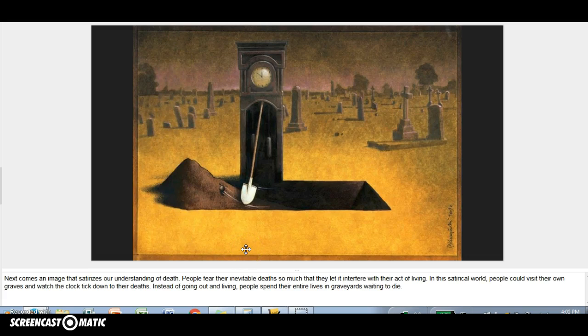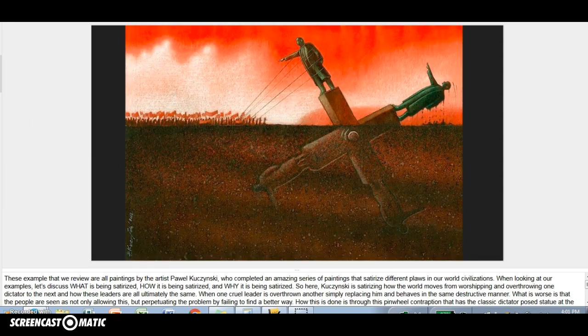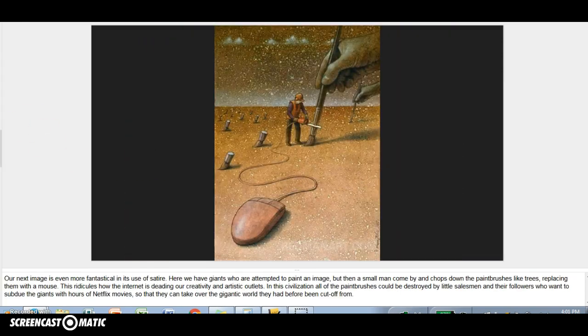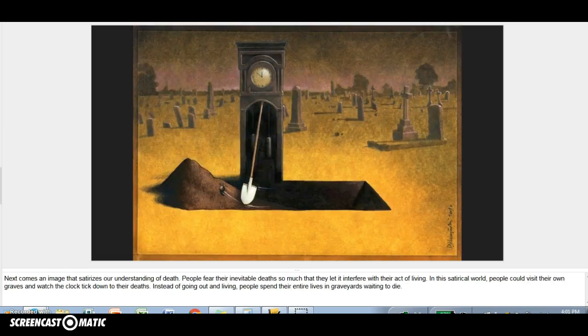So these are 4 examples. Hopefully they've given you some ideas where you can take problems, whether it's dictators or politicians or the internet or abstract concepts such as death, and turn them into allegories and satires.